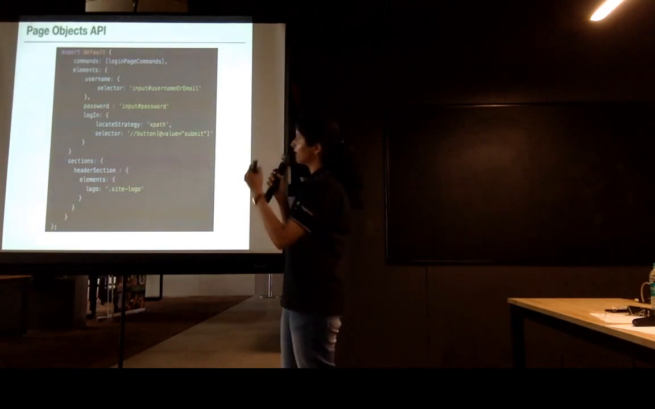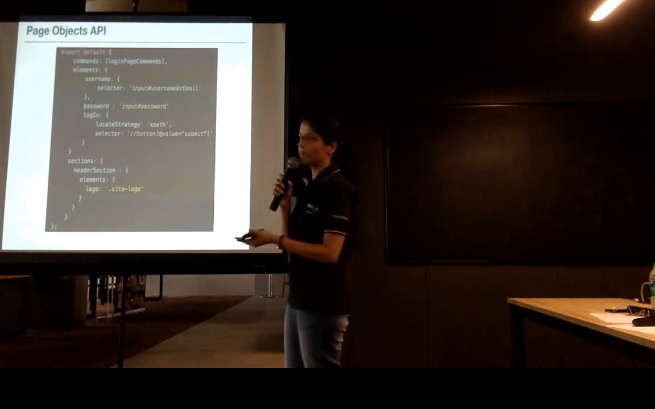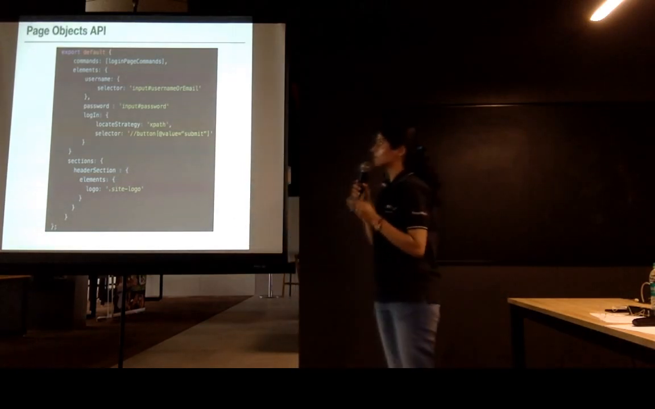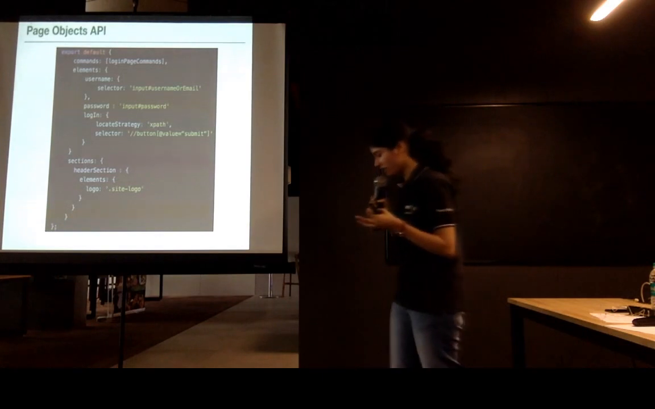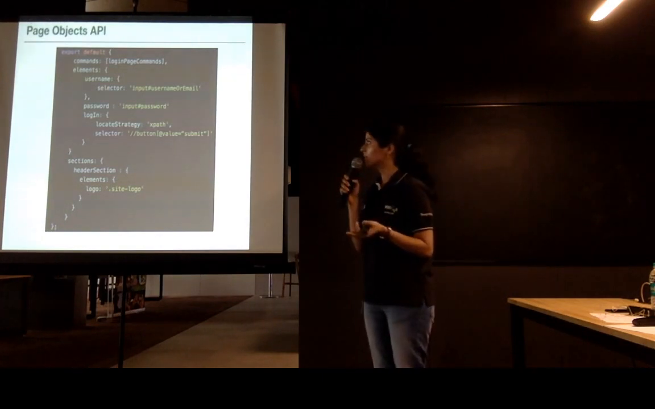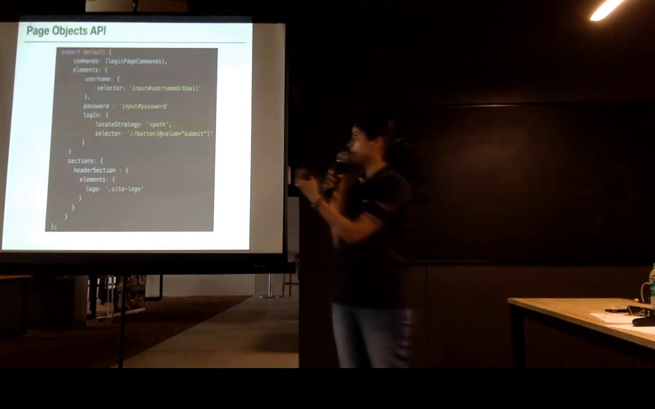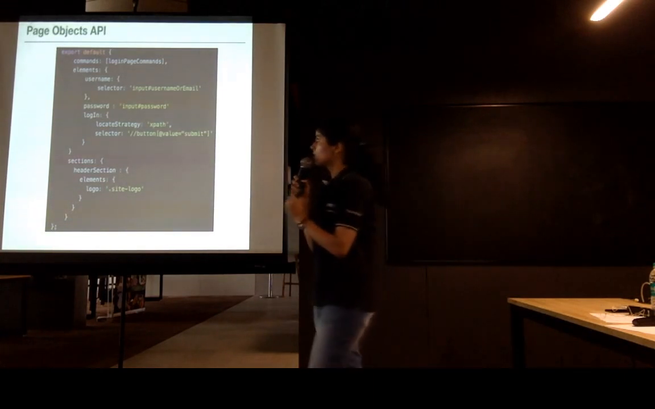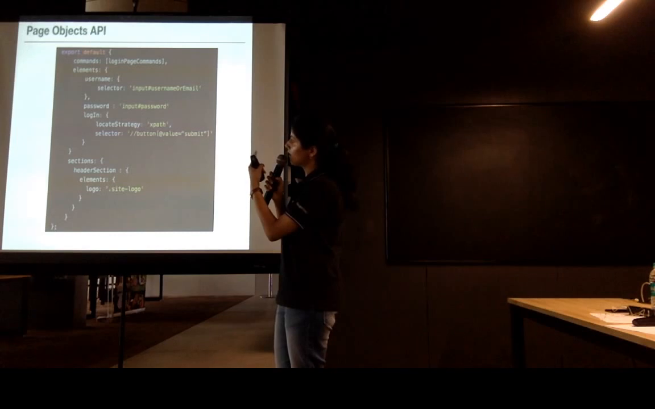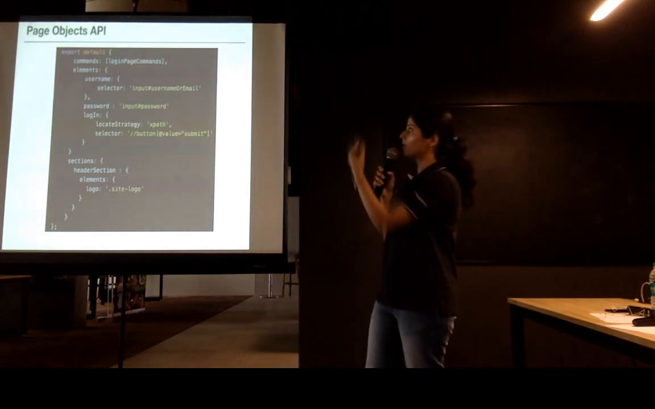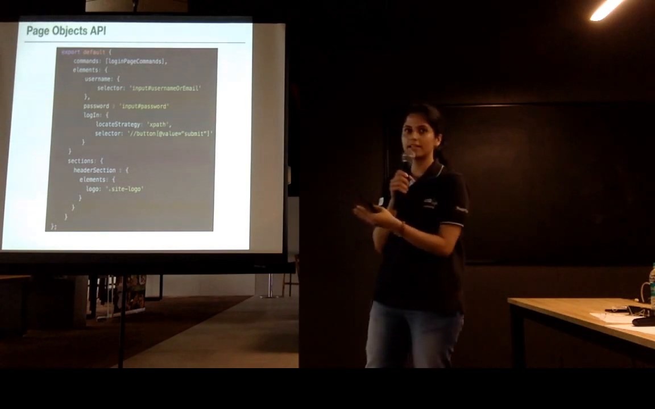I've tried to create a login page which has an element username. There's a selector which is input username or email. This hash is used for the ID. This is a CSS selector, so input with the ID of username or email. The next is the password, the input with the ID as password. How I've declared username and how I've declared password is one and the same thing. Either you can have it in the object as a selector or you can directly declare it.